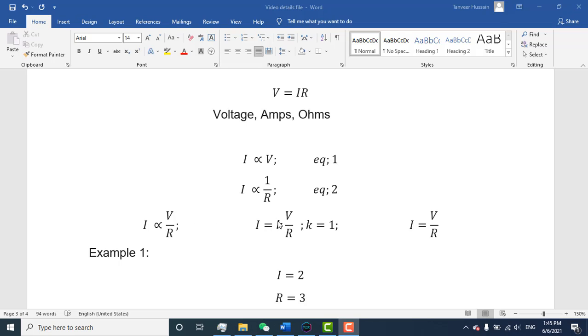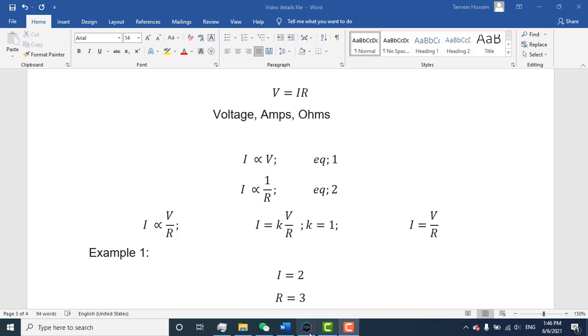If I want to remove the proportionality sign, I have to write some constant. If I replace the proportionality sign with the equal sign, finally it will become current is equal to K into V by R, where the value of K is 1. If I put the value of K as 1, finally it becomes I is equal to V by R. So we don't need to write K here because K is 1.